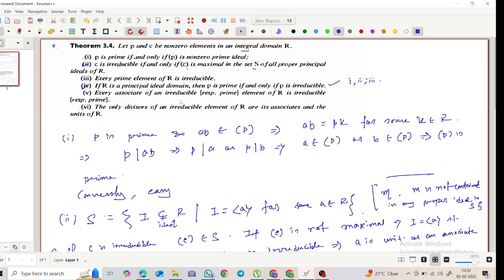Every associate of an irreducible element of R is irreducible. This is also quite easy. Associate of an irreducible is irreducible. This we have shown, that the only divisors can be a unit and an associate. These are the only divisors.